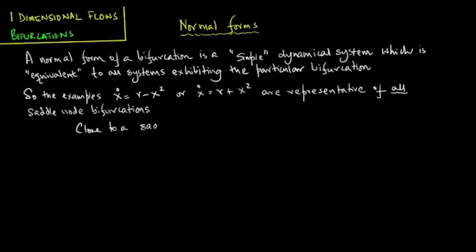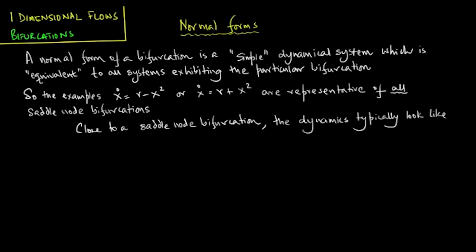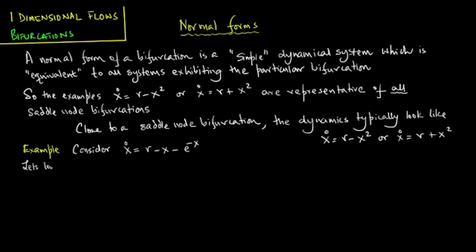Close to a saddle node bifurcation, the dynamics typically look like x dot is equal to r minus x squared or x dot is equal to r plus x squared. Consider an example. So consider x dot is equal to r minus x minus e to the minus x, and let's look closely near the bifurcation at x is equal to 0 and r is equal to 1.